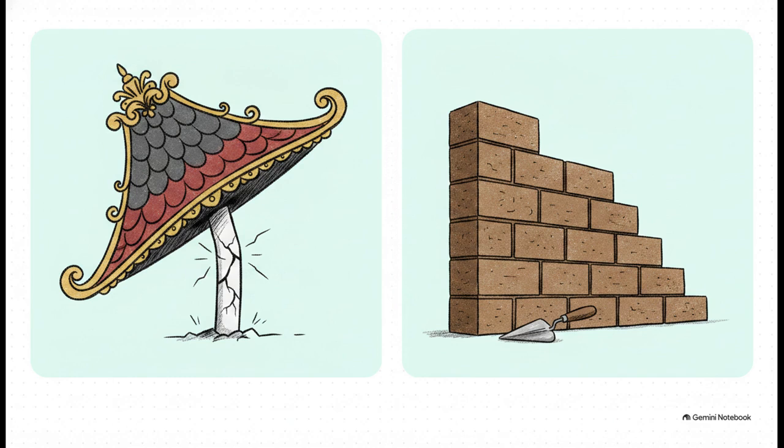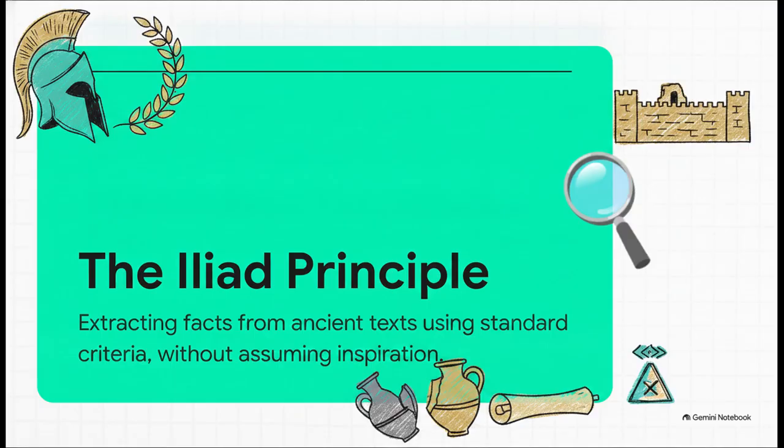Habermas instead proposes the minimal facts method. This is a brick wall method. It builds from the bottom up using independent, isolated facts. If someone disputes a peripheral detail, it doesn't matter because each individual brick of historical evidence remains totally indestructible and intact. And this brings us to a really cool concept called the Iliad Principle.